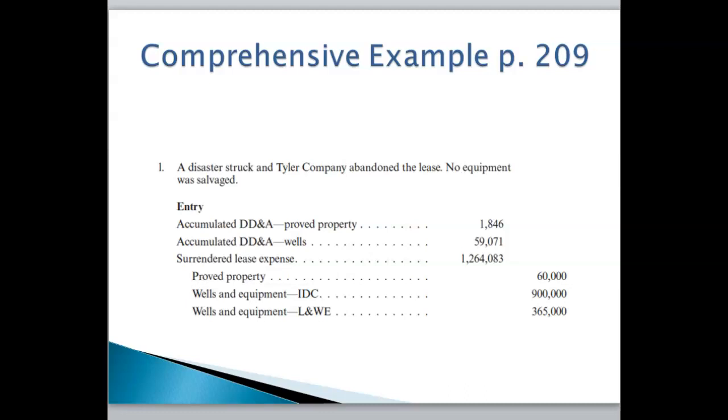Then we're going to write off any accumulated DDNA. We had accumulated DDNA for proved property recorded of $1,846 and for our wells of $59,071. The remainder is going to be debited to surrendered lease expense for $1,264,083. That's recording the loss on the property. And this concludes Chapter 6.